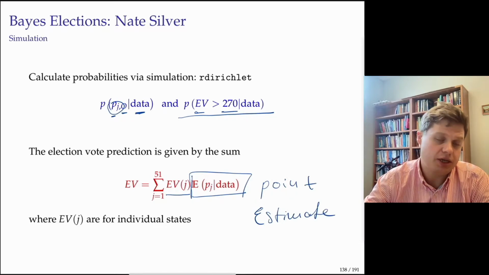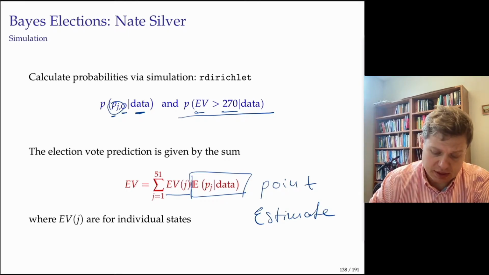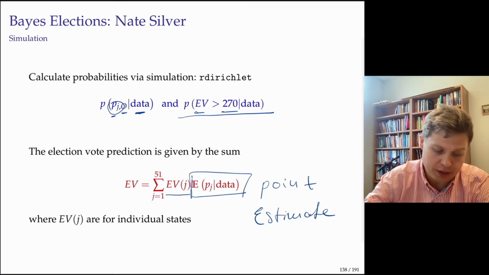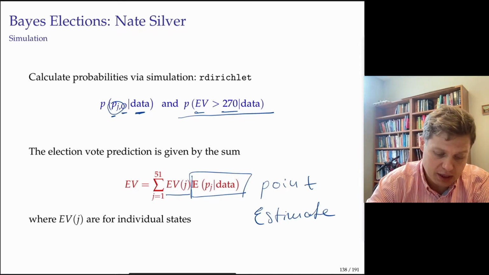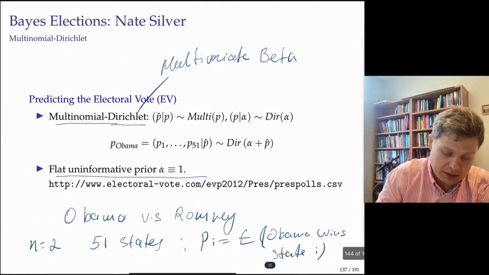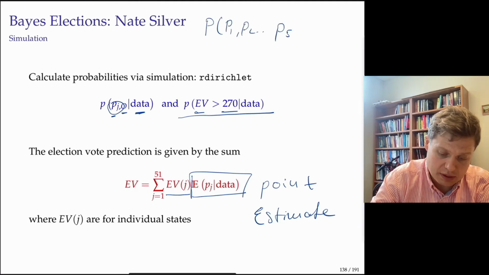But since we're doing the Bayesian approach, we would be more interested in getting some type of intervals, or maybe looking at the histograms and looking at the distribution over Obama's chances of winning. And one side remark here is that in our model, multinomial Dirichlet, the posterior over P1, P2, ... P51 given data is also Dirichlet.